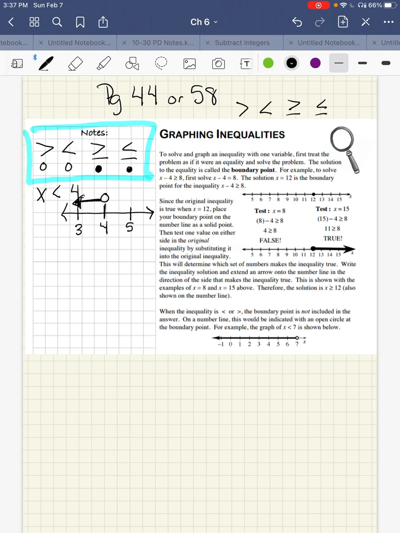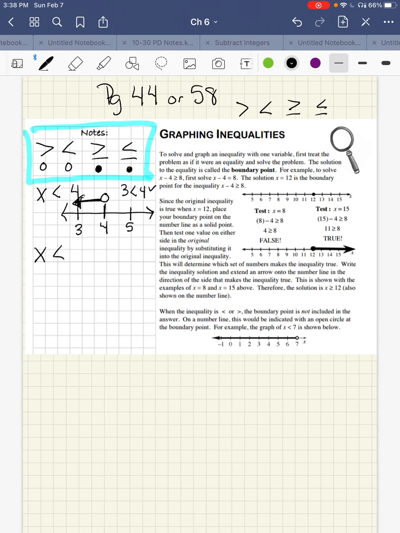Now, if you're not sure you did it right, take the number in that direction, 3, put it into that statement and ask yourself, is that true? Is 3 less than 4? Yes, then you graphed it correctly. If you had drawn the arrow towards the 5, that wouldn't be true. 5 is not less than 4, and your arrow is going the wrong way. Okay, so let me do 2 more here.